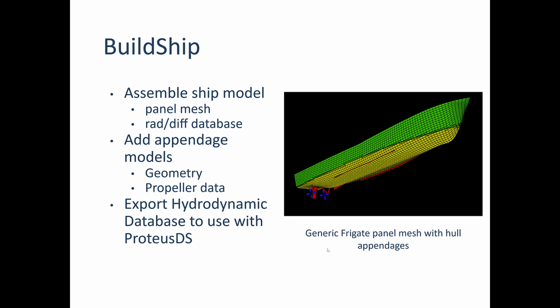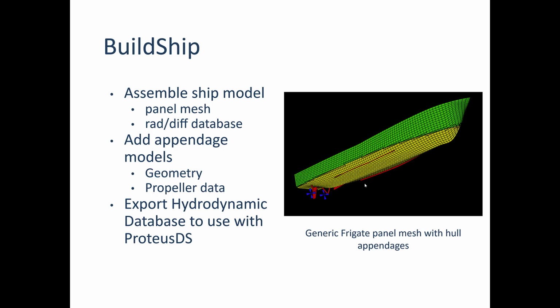And this is a nice shot showing the generic frigate with a lot of details on the panel mesh that's generated along with all of the appendages. If you wanted to make changes to the appendages based on a ship motion analysis, you can definitely do that here, and then, without having to make any changes to the wave radiation and diffraction calculations, go back and then calculate the sea-keeping motions again. That's a very fast process to go through.